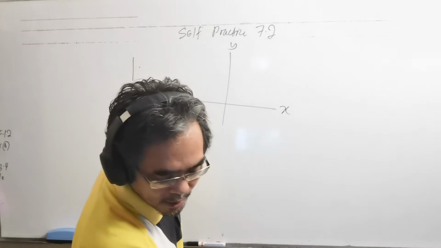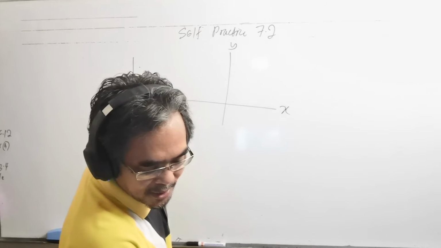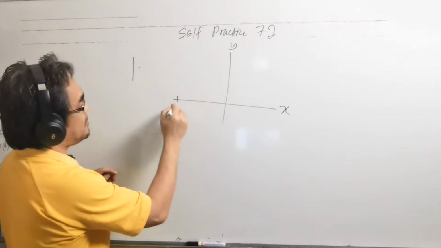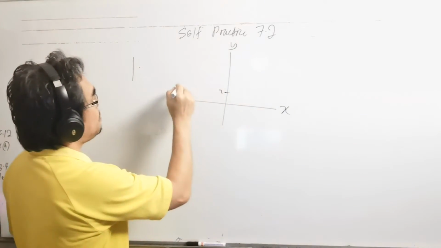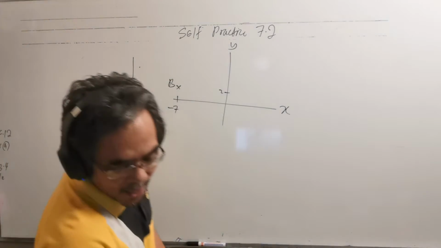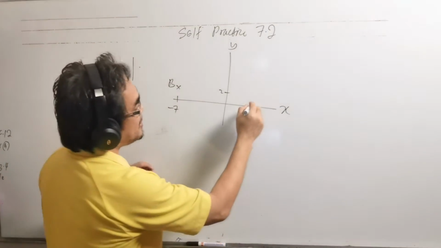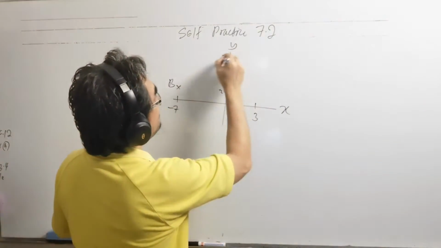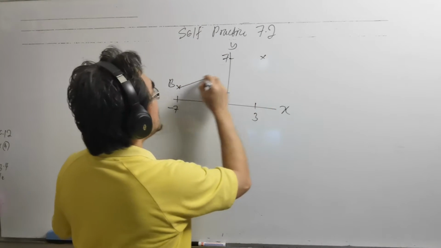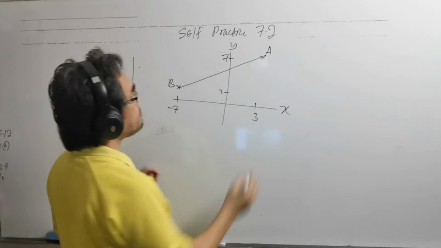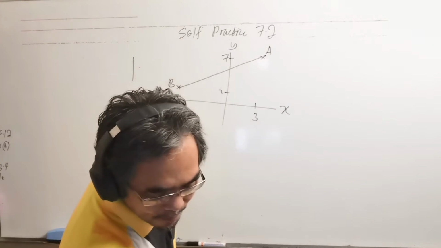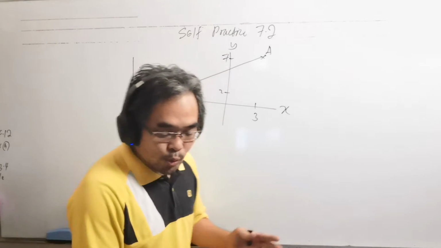B is negative 7, 2, negative 7 here and 2 here, so B should be there. And then A is 3, 7, 3 and 7, so it should be there. Then we have a straight line, A to B, and the ratio is 3 to 2.